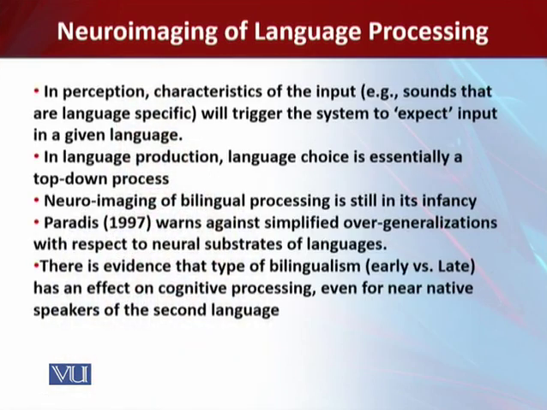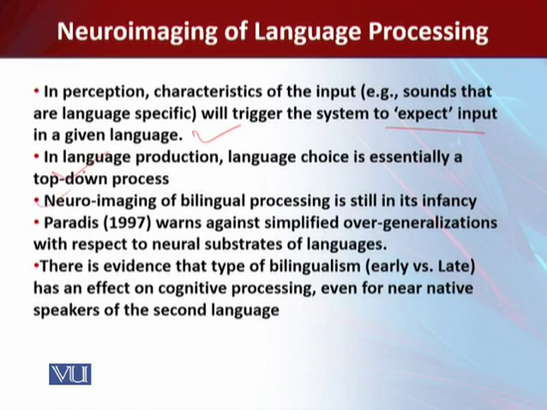Now, neuroimaging of bilingual processing is still in its infancy, and even for big questions such as the neural substrates of individual languages, more refined techniques have not yet led to a real conclusion. Now, we see that in perception, characteristics of input sounds that are language specific will trigger the system to expect input in a given language. In language production, we see that language choice is essentially a top-down process.